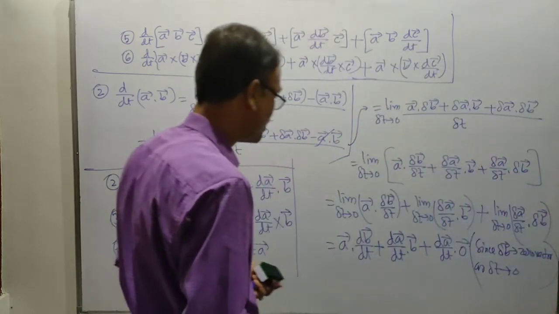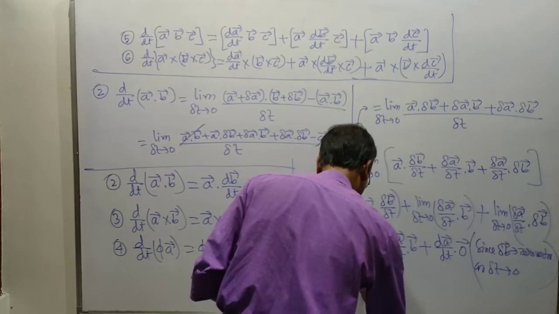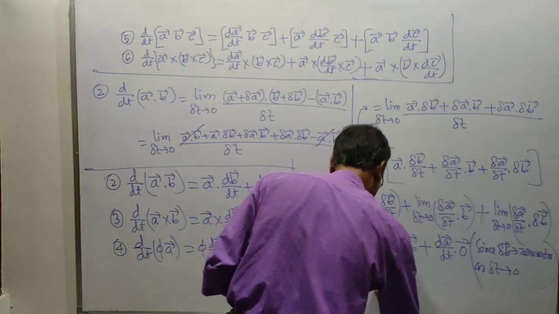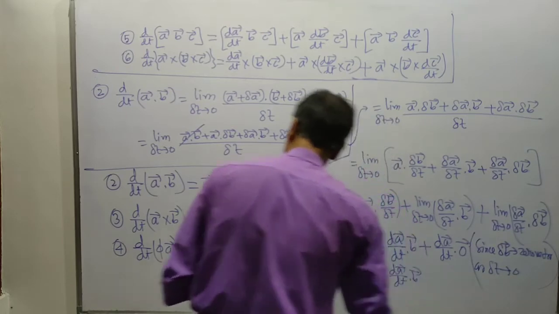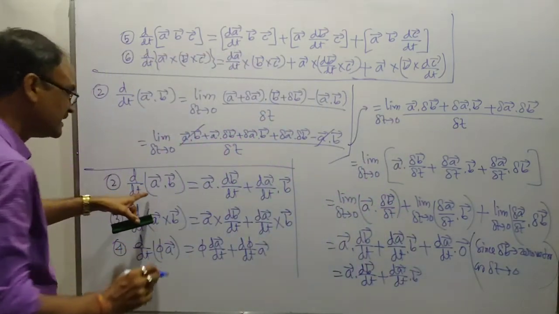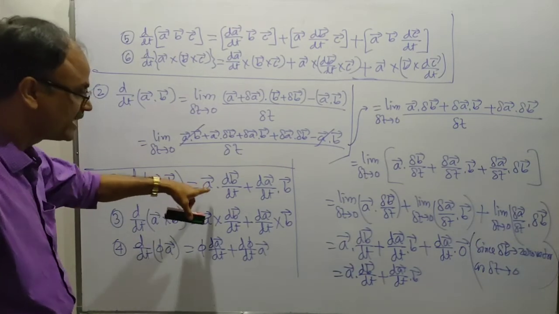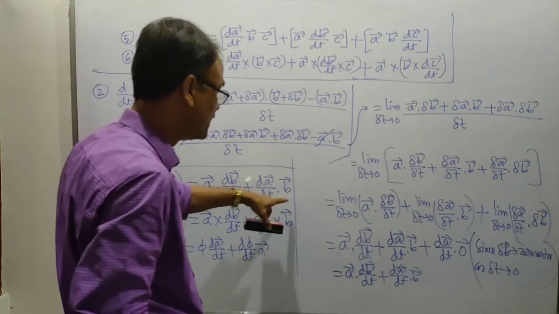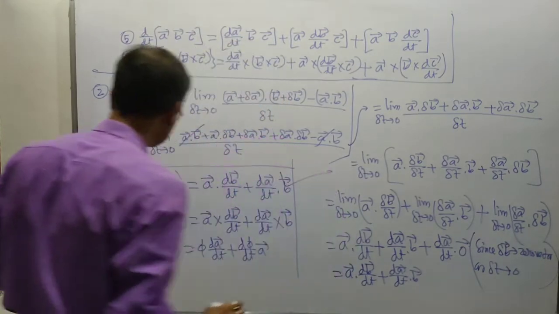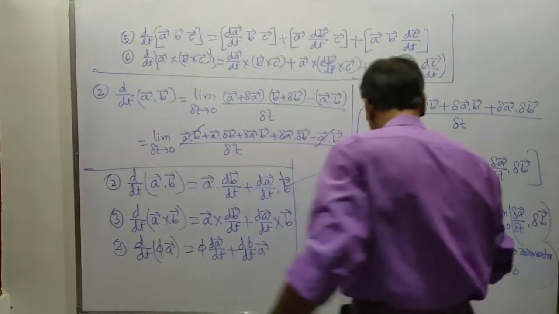This is equal to A vector dot dB vector by dt plus dA vector by dt dot B vector. We have proved this one. d/dt of A vector dot B vector equals A vector dot dB vector by dt plus dA vector by dt dot B vector. Thus we have proved this one also. Just note it down.